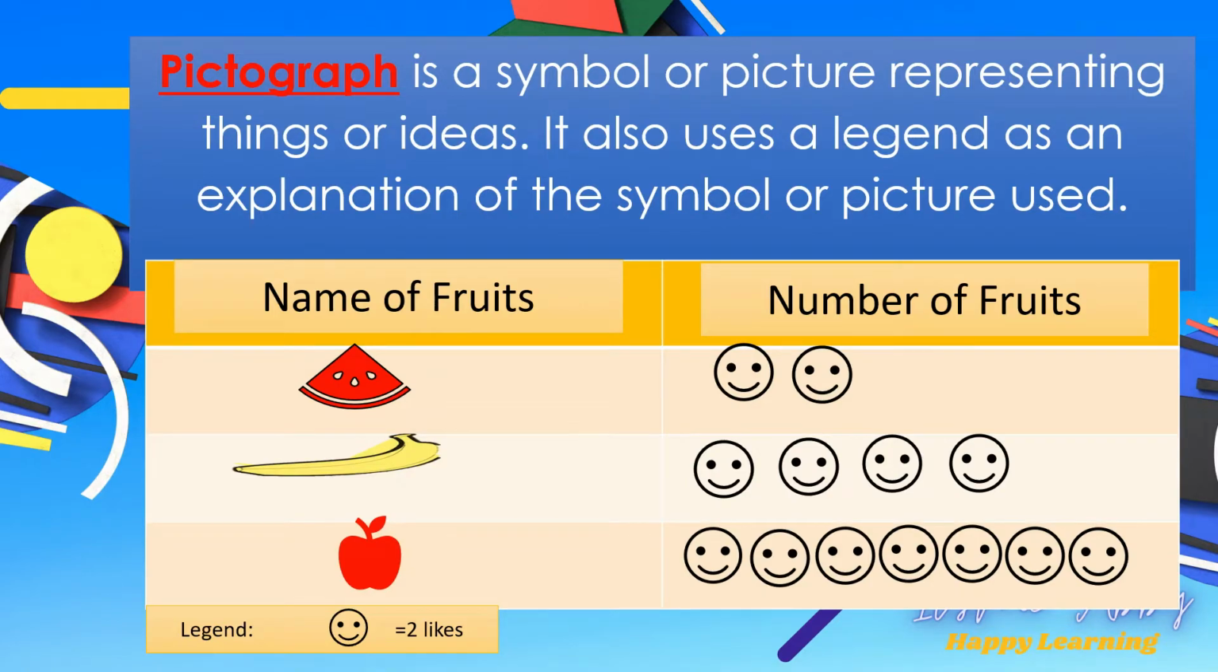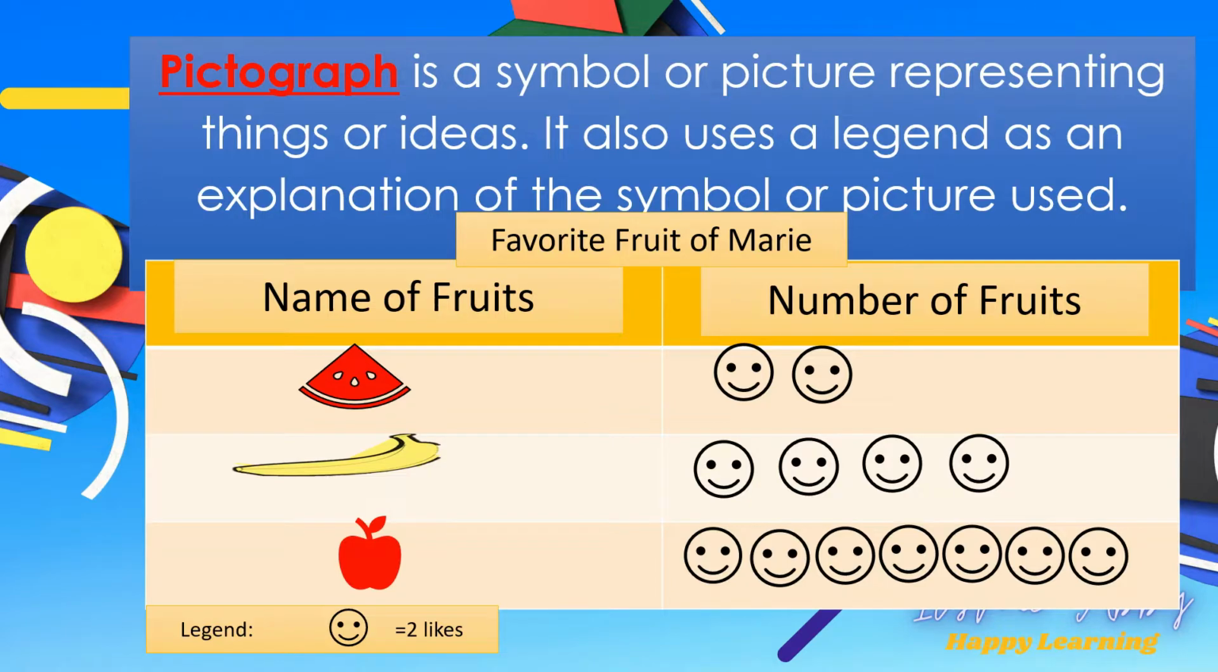We have here names of fruits. We have pictures of fruits. Instead of naming the fruits, we use pictures to represent the fruits that Marie wants, because the title of the pictograph is Favorite Fruit of Marie. On the other side, it is the number of fruits.